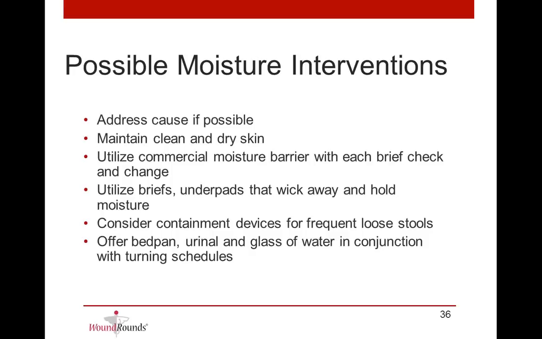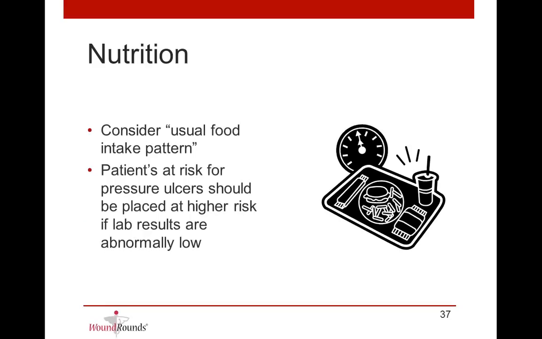So what type of interventions should we consider? Obviously, we want to address the cause. Moisture barrier with each check and change is important. Utilizing products that wick away and hold moisture. For those with frequently loose stools, containment devices can be very helpful. So there are some things there we can consider.